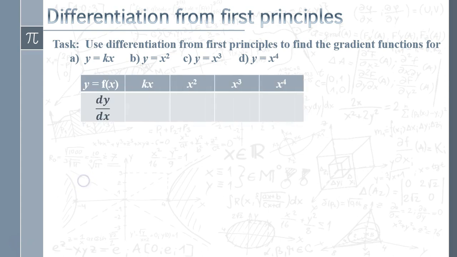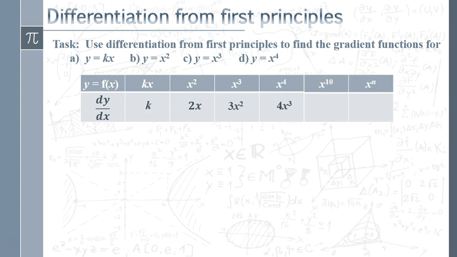If you've done all that, what we should have found is there's our y equals x squared, gradient is 2x. If we go back to y equals kx, part A, we should have found the gradient was k, which we already knew because it's a straight line. For y equals x cubed, we should have found that the expression for the function of the gradient is 3x squared. And for x to the power 4, we should have found that it becomes 4x cubed. And hopefully now you're starting to see a pattern starting to emerge.